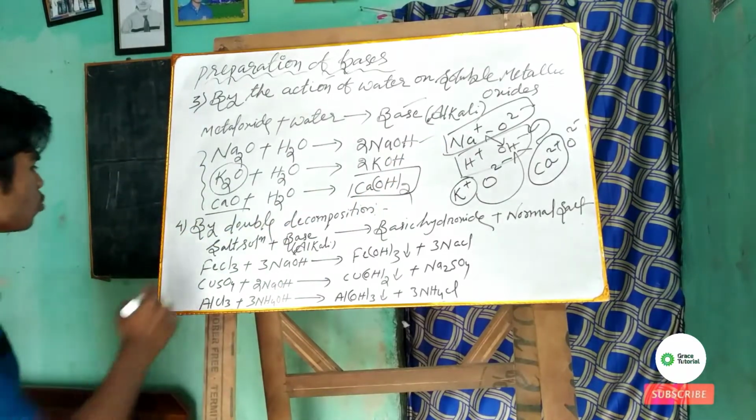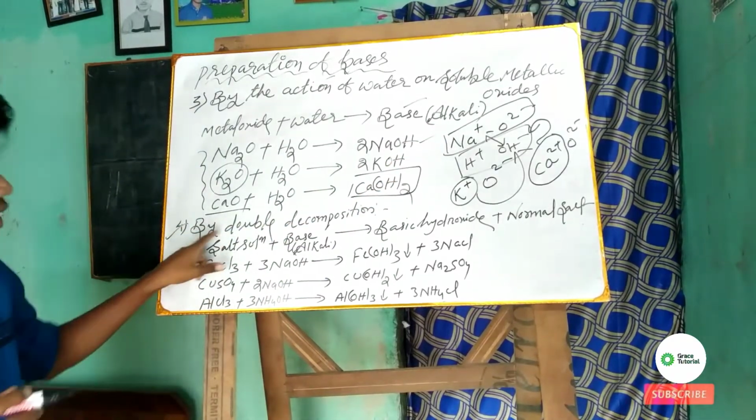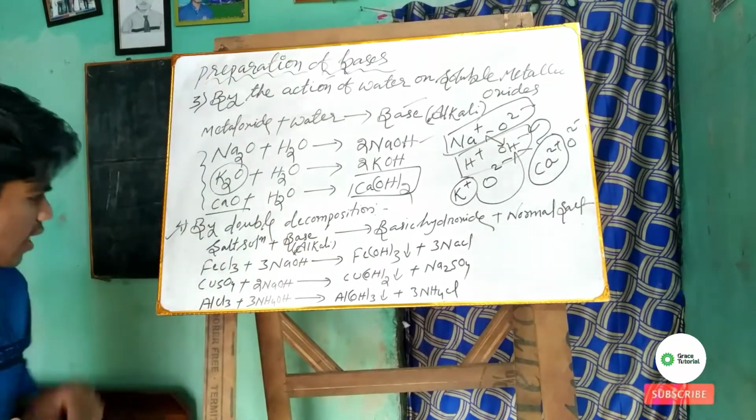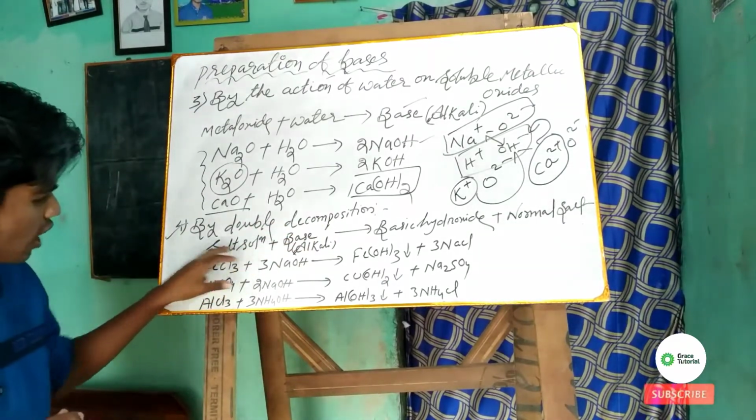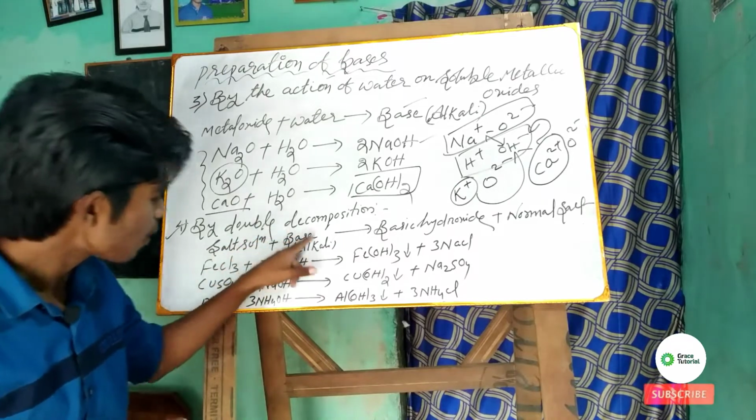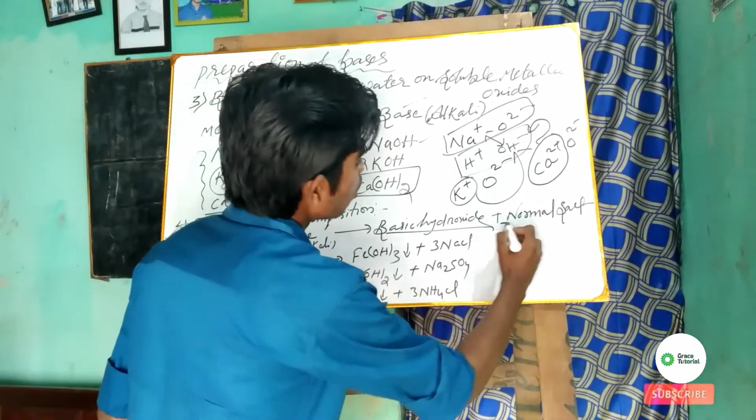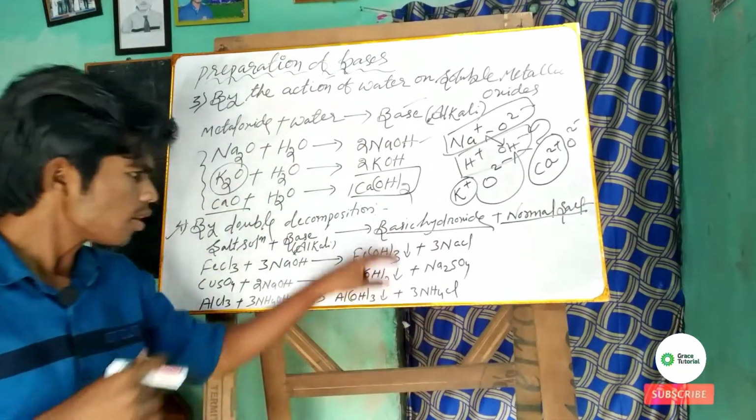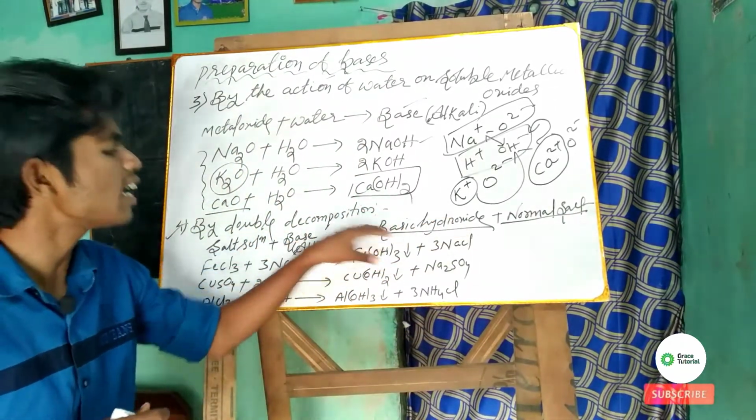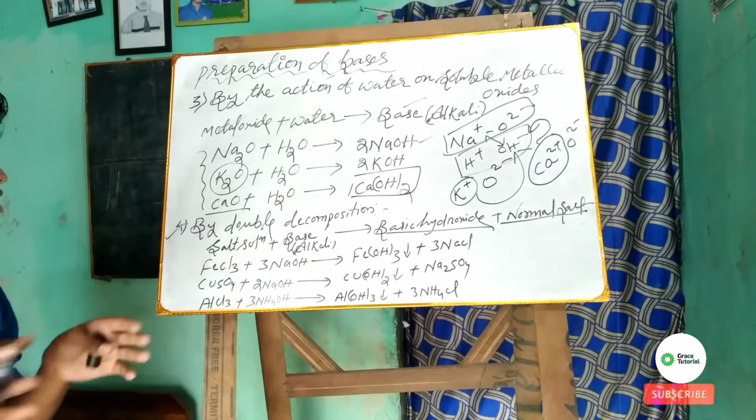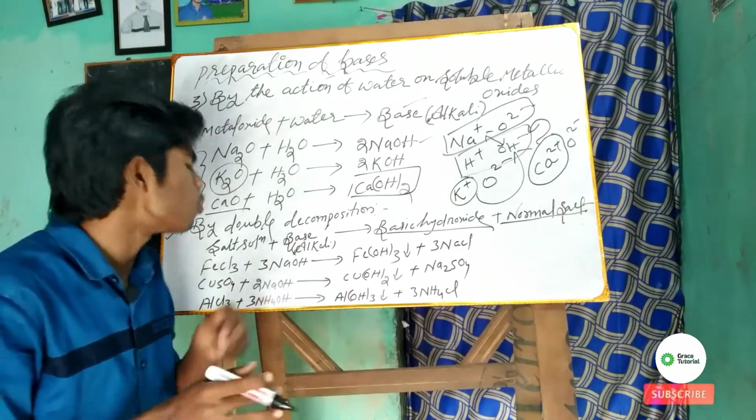So we now have the fourth method, that is by double decomposition. Whenever a salt solution reacts with a base or alkali, then we get the basic hydroxide with a normal salt. And all the basic hydroxides which are obtained here are precipitates. That means various precipitates are formed.